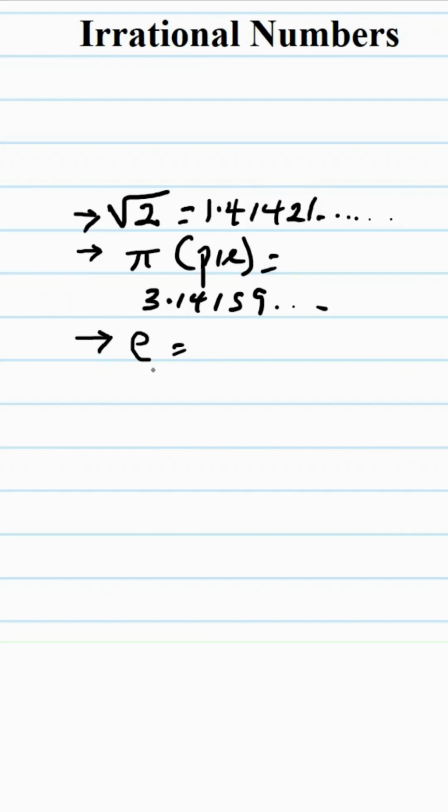Another number that is an irrational number is exponential, e. Now, this again is an irrational number. If you put this in your calculator, you get something like this: 2.71828, and it continues. So, when a number never ends or repeats, it is called an irrational number.